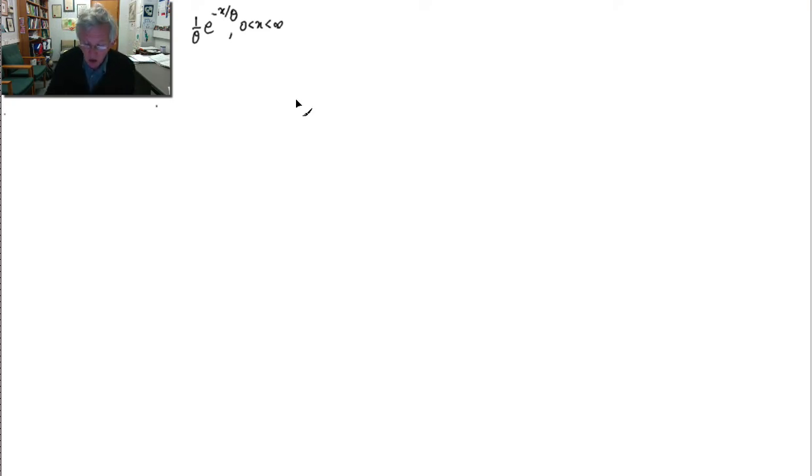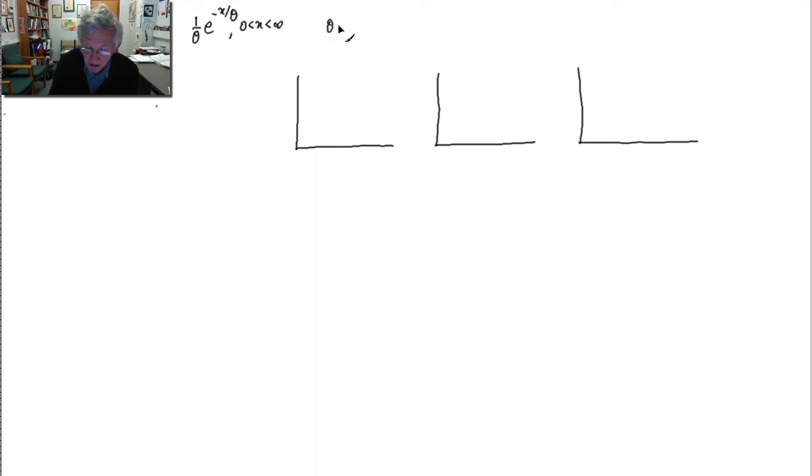So one thing I want to do is just draw some diagrams of the distribution. I'm going to do this for each one. I'll try and line them up. So I'm thinking of theta being small here, theta being moderate here, and theta becoming large here.